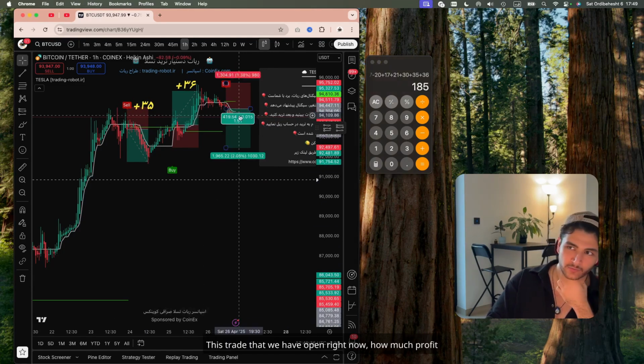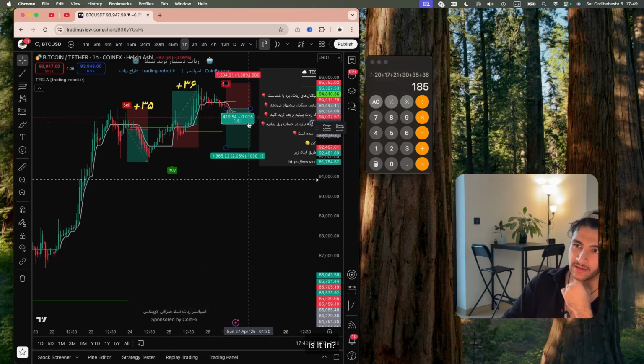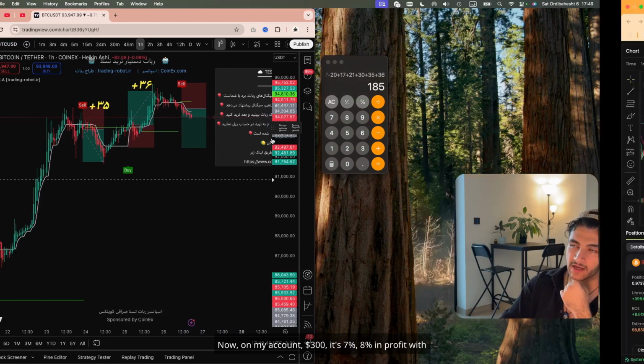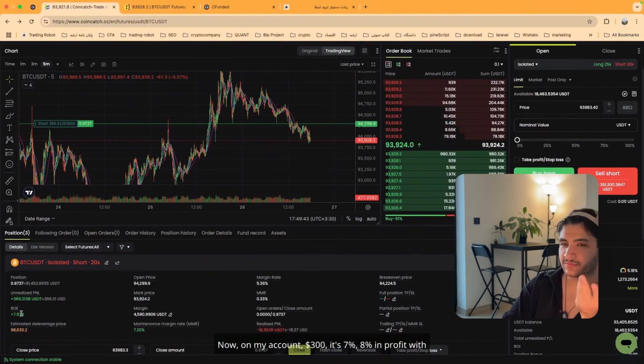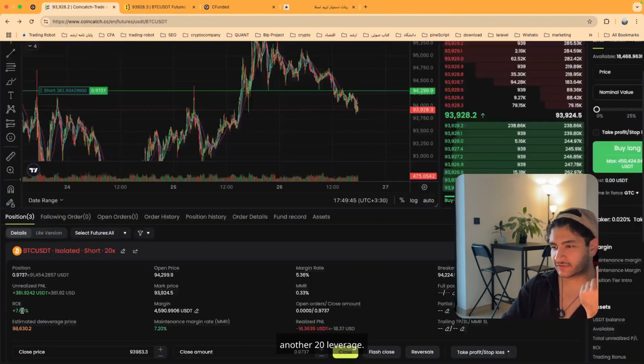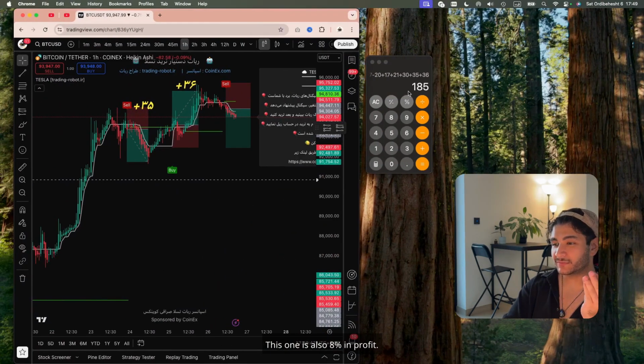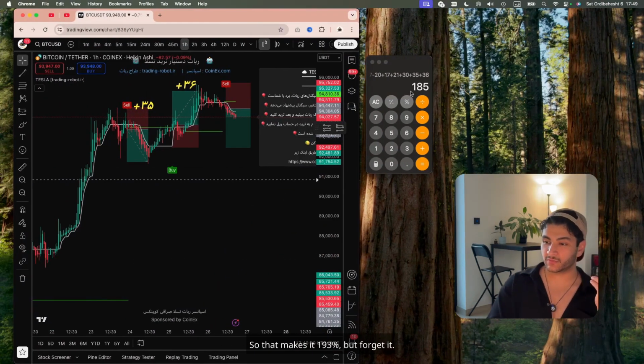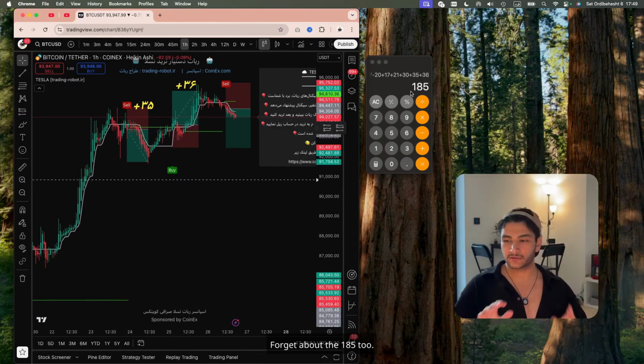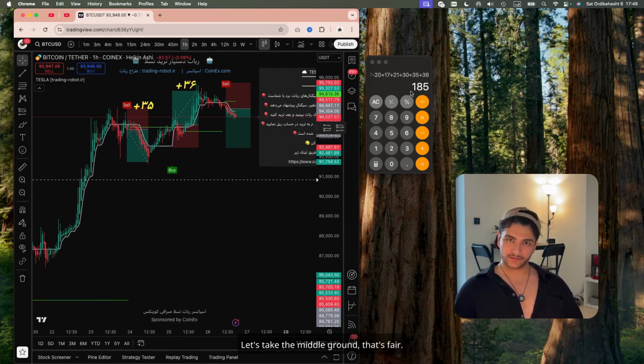This trade that we have open right now, how much profit is it in? Can you guess? Now, on my account, $300, it's 7%, 8% in profit with another 20 leverage. This one is also 8% in profit. So that makes it 193%, but forget it. Forget about the 185 too. 180 is good. Let's take the middle ground.